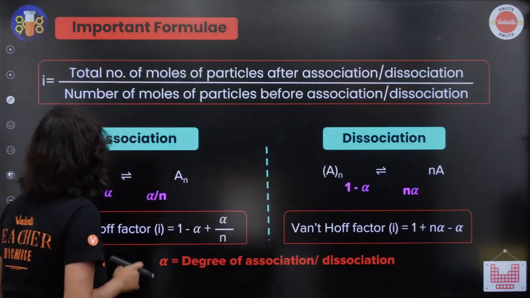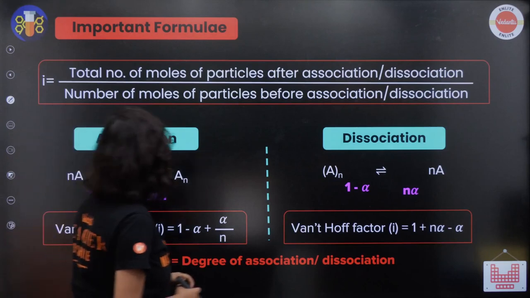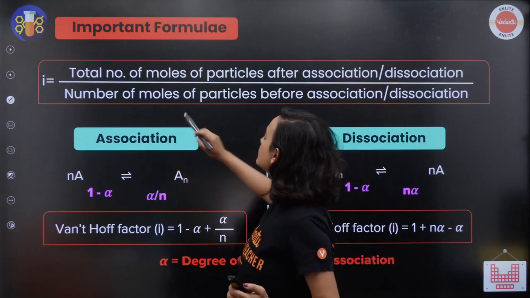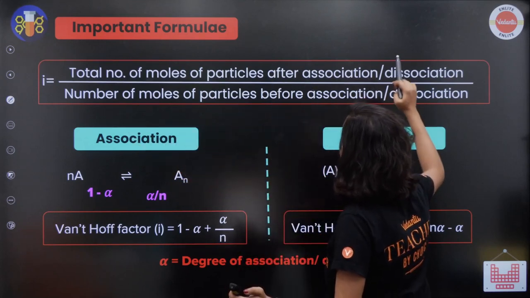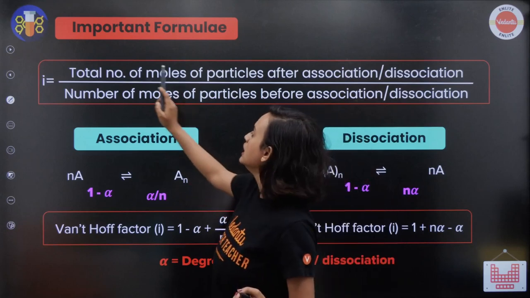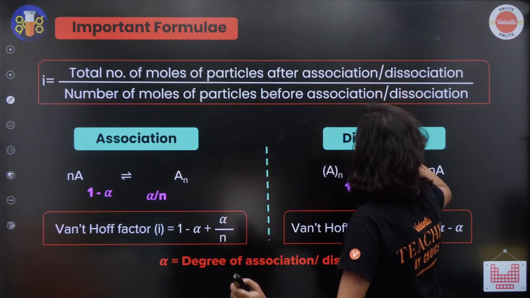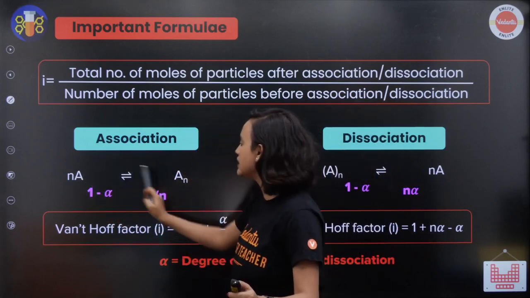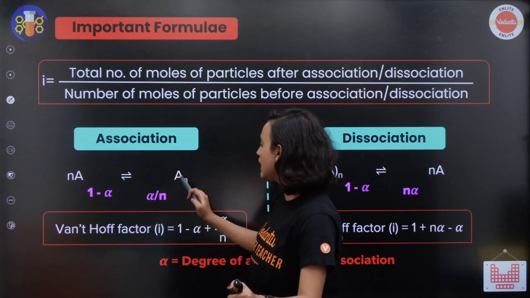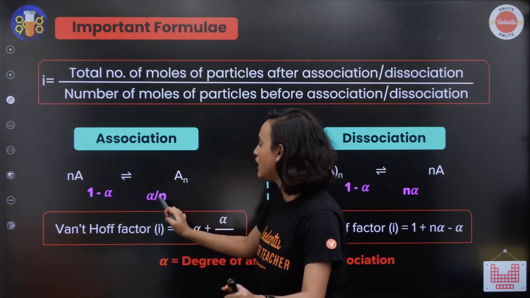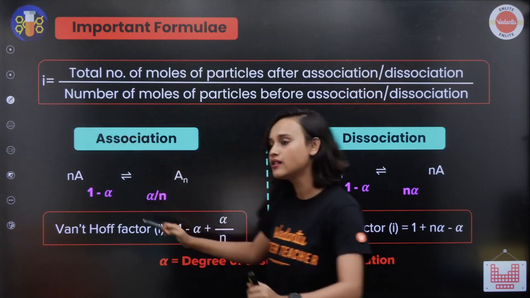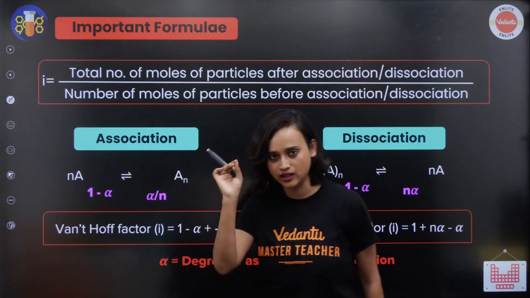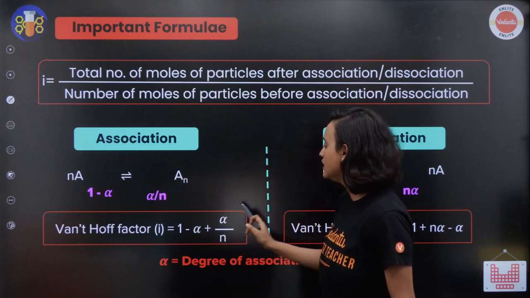Very easy, moving on. Next, another important formula that comes into the picture is i equal to total number of moles of particles after association or dissociation divided by number of moles of particles before association or dissociation. Now association is, see, nA becomes An, 1 minus alpha, alpha by n. And what is i again, guys? Van 't Hoff factor. Just register that into your head. i is the Van 't Hoff factor. So 1 minus alpha plus alpha by n.